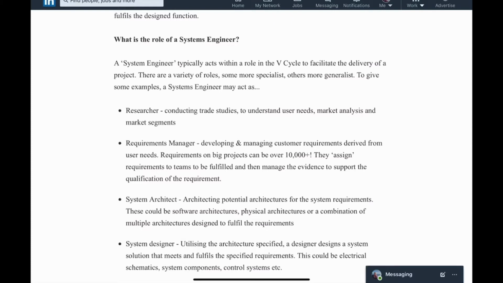Requirements manager. This is a stage down below the researcher where you'd start eliciting proper system or customer requirements derived from the user needs. Requirements on big projects can grow up to 10,000 plus. So they assign requirements to teams to be fulfilled and then managed, as well as providing evidence to support the qualification of the requirement. Requirements management is a big role within large organizations.